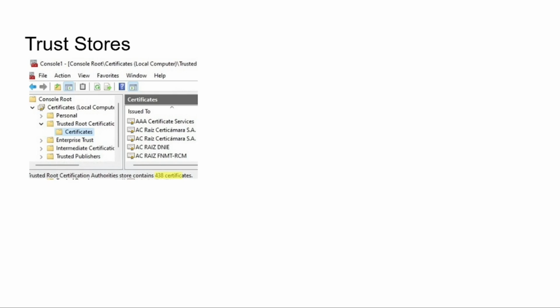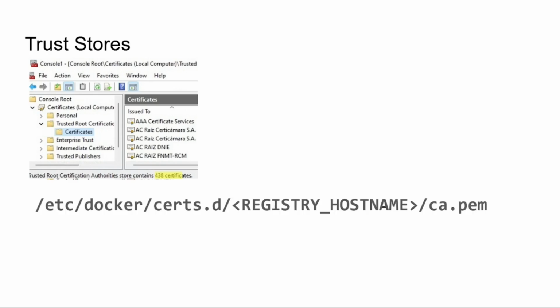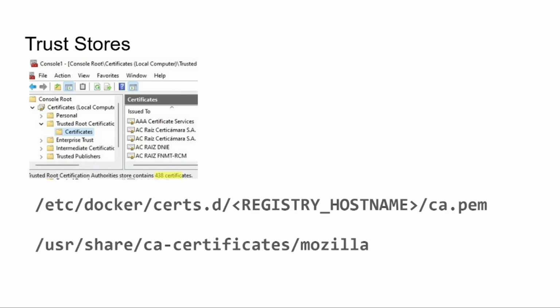For example, if you want Docker CLI to trust the CA of your private image registry, you'll need to put the CA certificate in here. Other places you might need to put it are here or here. And this is on Ubuntu. There are other places on Red Hat.